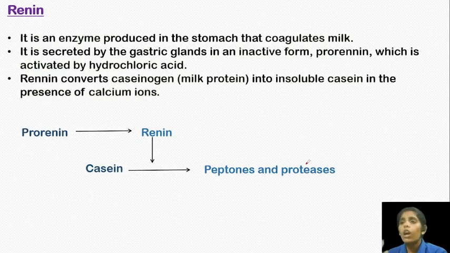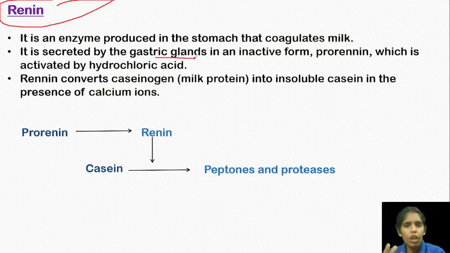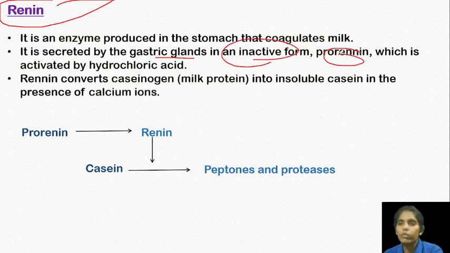Now coming to the renin. Renin is a protein digesting enzyme which is secreted by the chief cells of the stomach. It is secreted in its inactive form called prorenin. Prorenin is an inactive enzyme, and in the presence of hydrochloric acid, it is converted to the active form called renin.